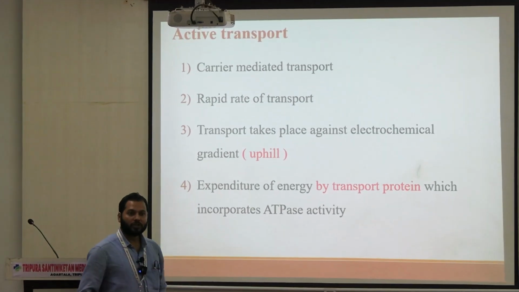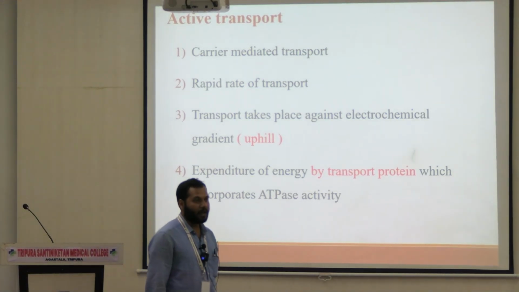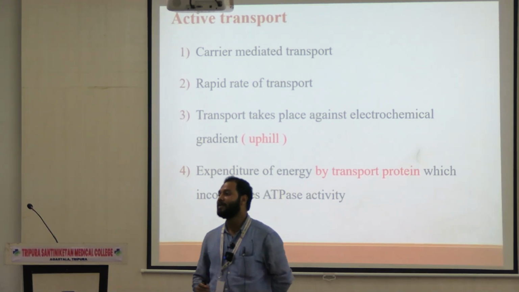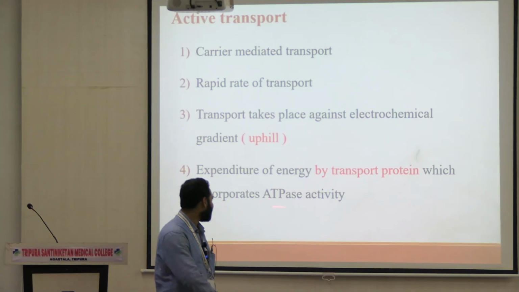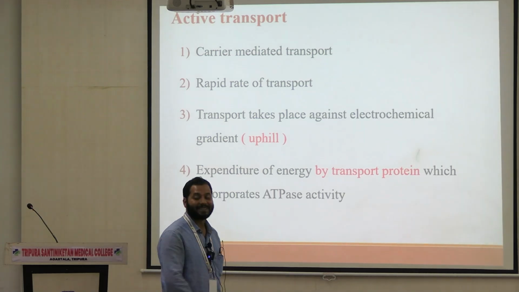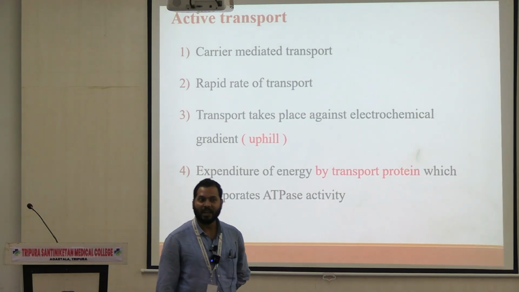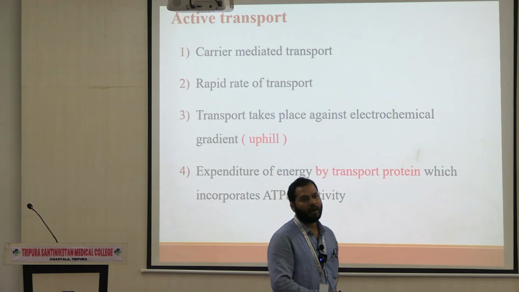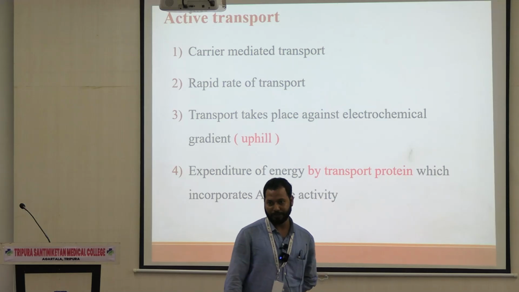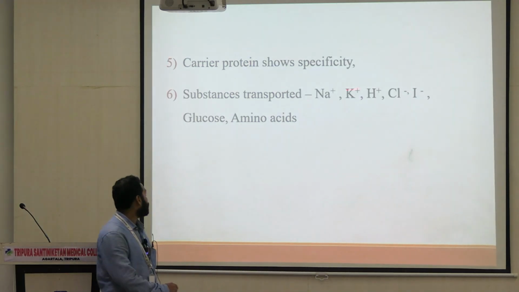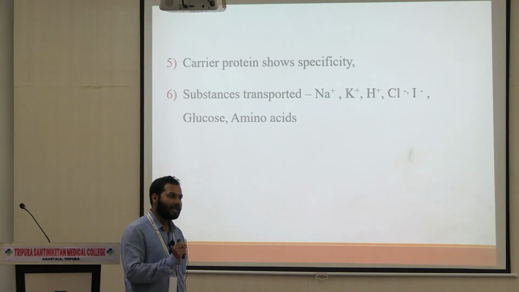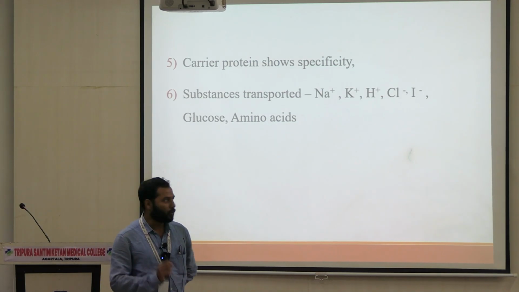And another important feature of that transport protein is that it is an ATPase transport. It means this transport protein has a specific catalytic property because a molecule called ATPase is attached to the transport protein. So this ATPase is an enzyme. As it is an enzyme, it is capable of catalyzing a specific type of reaction, right? Now it shows specificity. It means only specific molecules can bind with the specific type of protein, the transport protein.